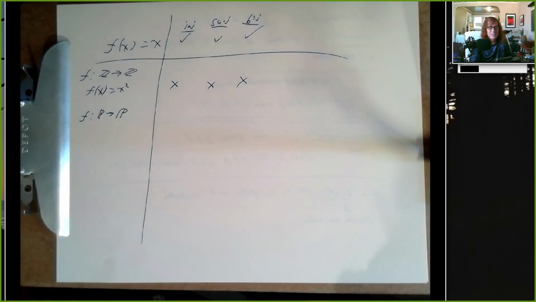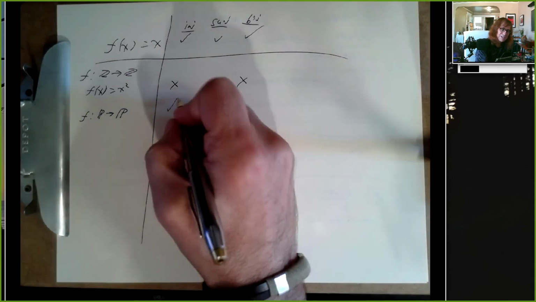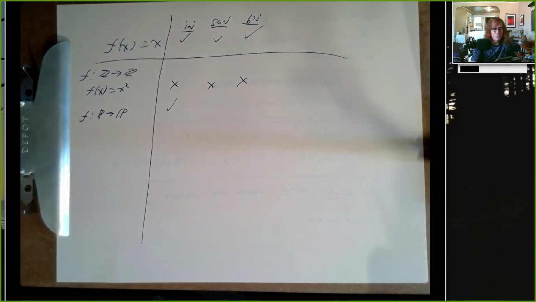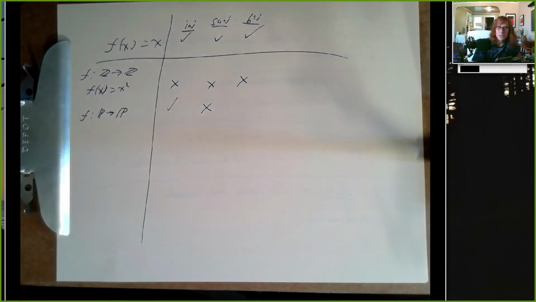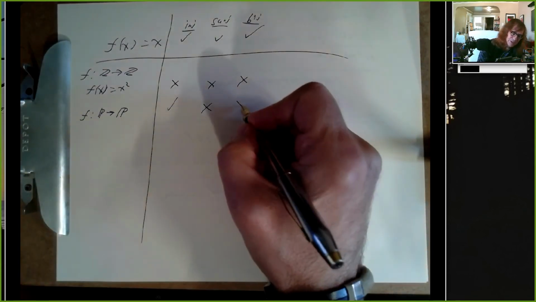If we go from the positive numbers to the positive numbers, suddenly this is injective. The only time two positive numbers have the same square is if they're the same number. So if I tell you f of x is 4 and f of y is 4, x and y must both be positive too. So this is injective, but it's still not surjective because nothing maps to 2. There's no integer whose square is 2, and so it's not bijective.